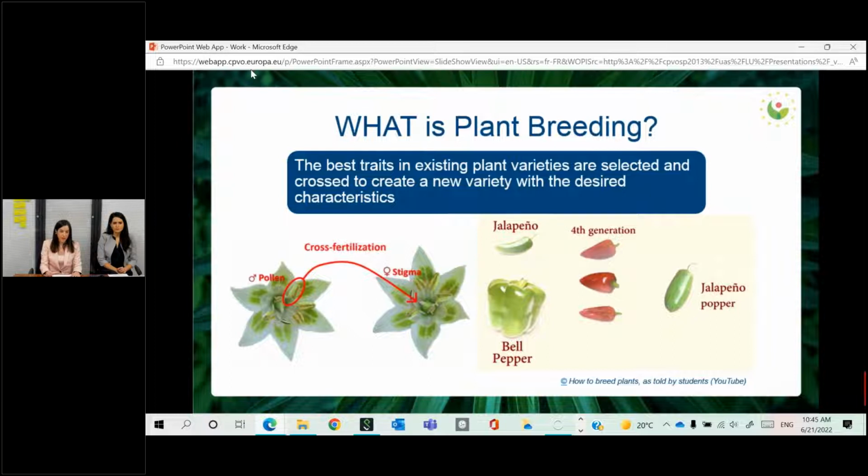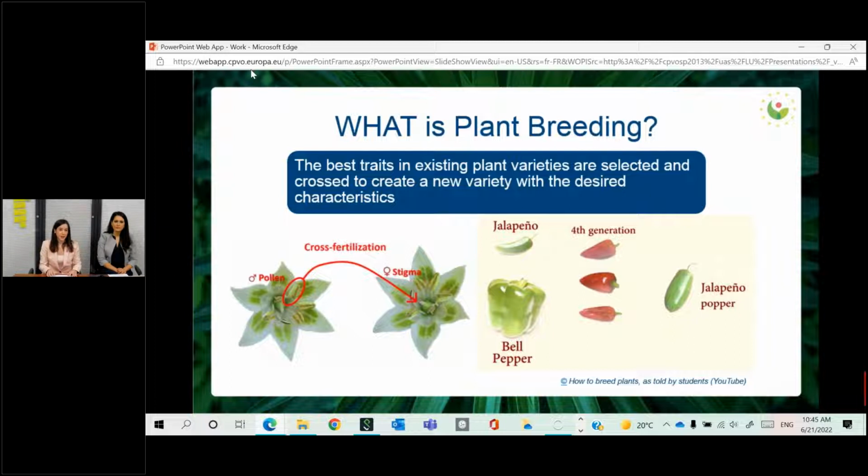So here we can see a breeder that was interested in the larger size of the bell pepper and was also interested in the texture and the spiciness of the jalapeno variety. So basically this breeder cross-fertilized the varieties. He took the pollen or the male gametes from the bell pepper and placed them into the stigma or the female organ of this jalapeno.